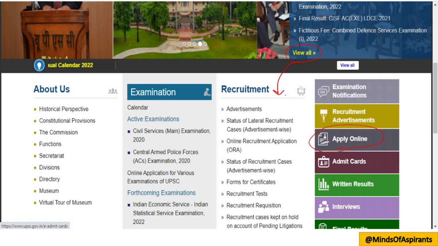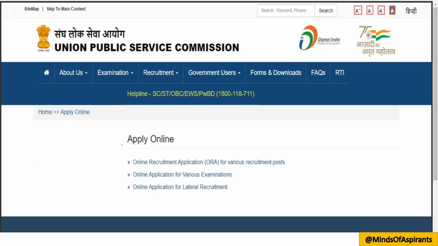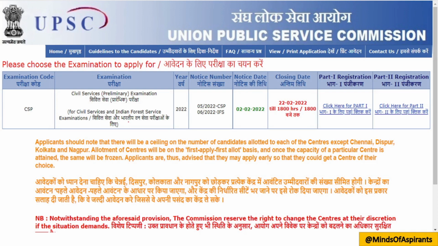Whether you click this View All or Apply Online, you will be led to another page. In View All, if you click, you will have this link for the preliminary examination application, or in Apply Online, when you click, you will have these three tabs, and in that, click Online Application for various examination. It will lead to this page where you will get an application form for both civil services preliminary and civil services or forest services examination.